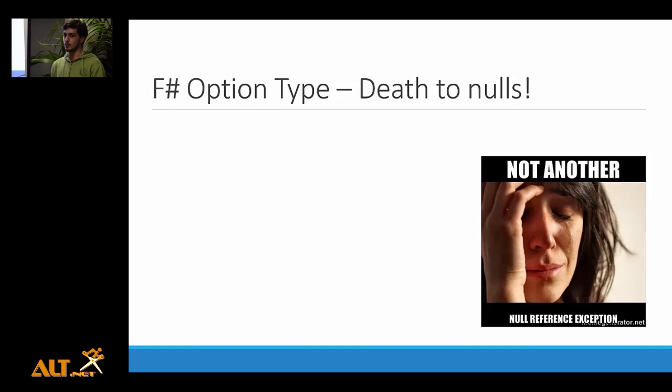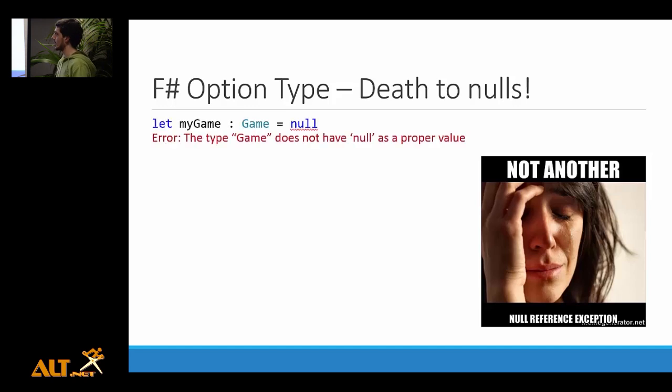So in F#, the problem's been solved. What F# does is basically say, well, types can't be null by default, end of story. So here's the example. If I have a game let binding and I try and assign null to it, the compiler just gives me an error straight away.